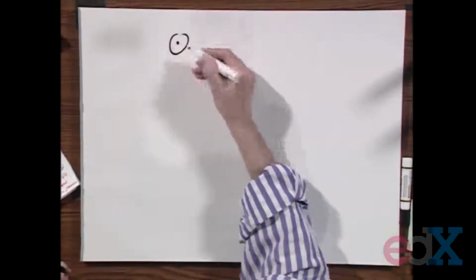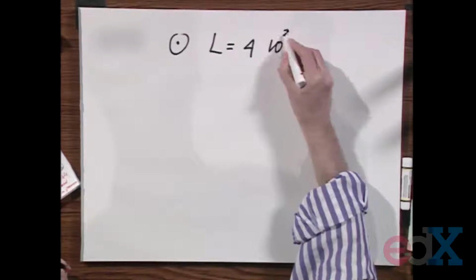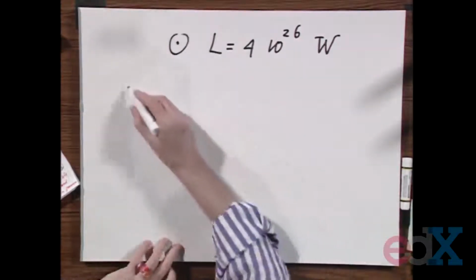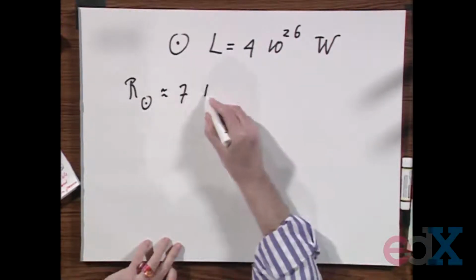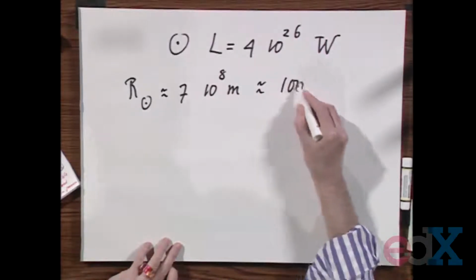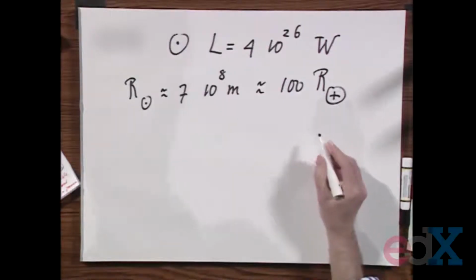I return to the sun. This is my symbol for the sun, which has a luminosity of 4 times 10 to the 26 watts. The radius of the sun itself is about 7 times 10 to the 8 meters, which is about 100 times larger than the radius of the Earth. This is my symbol for the Earth.